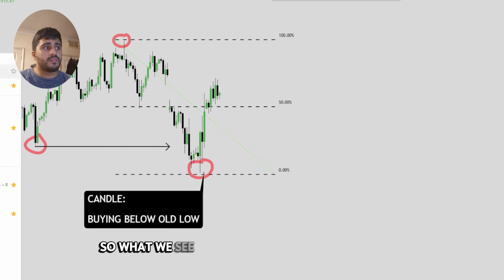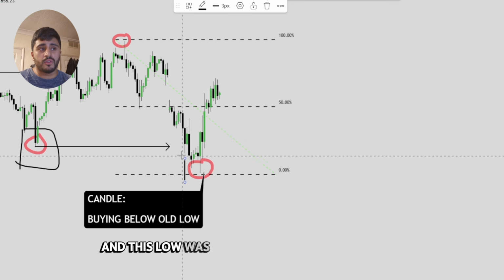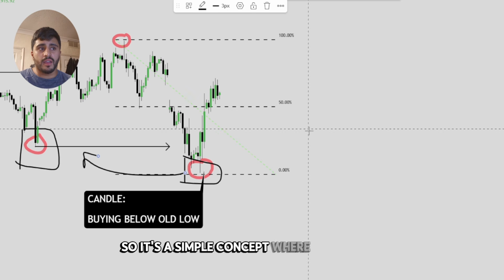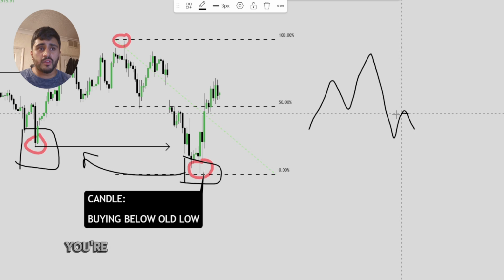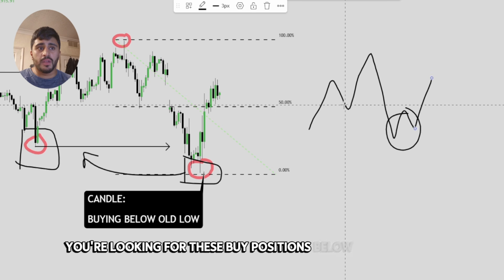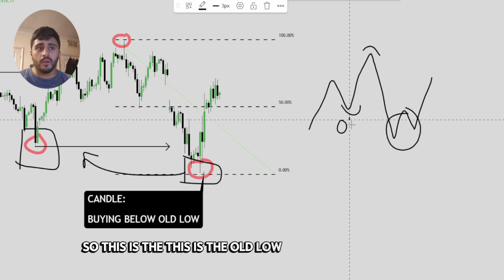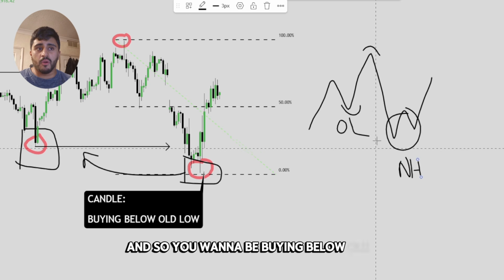So what we see over here is we have an old low, right? And this low was, of course, below the old low, right? So it's a simple concept where you have a high, then you have another high, then you have a low. And what you're looking for is these buy positions below the old low, right? So this is the old low, OL, and this is the new low. And so you want to be buying below old lows.